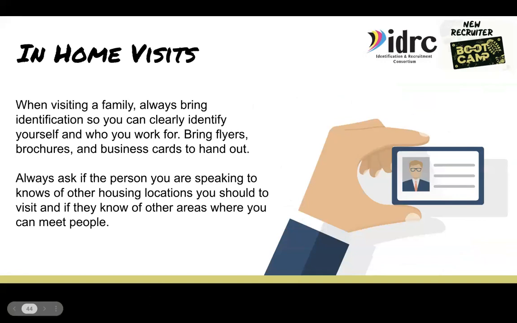So when visiting a family or when going door to door, visiting housing sites, you always want to make sure that you have your identification, or at least some form of identification, with you. Make sure it is clear and clearly identifies who you are as well as who you work for. Bring any flyers, brochures, or business cards that you have to hand out. Door hangers are oftentimes great to use. Make sure you have all the materials that you need at once. And as you're visiting the houses, always ask the person you're speaking to if they know of any other housing sites or locations that you should visit, or any other places where you might find migrant students.